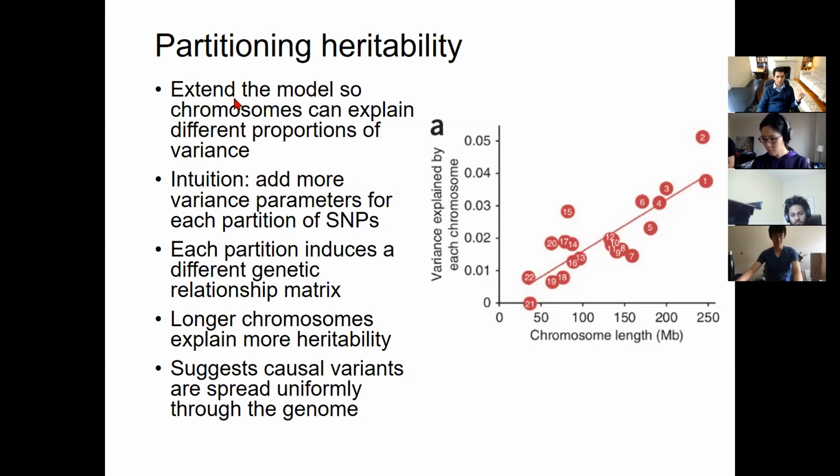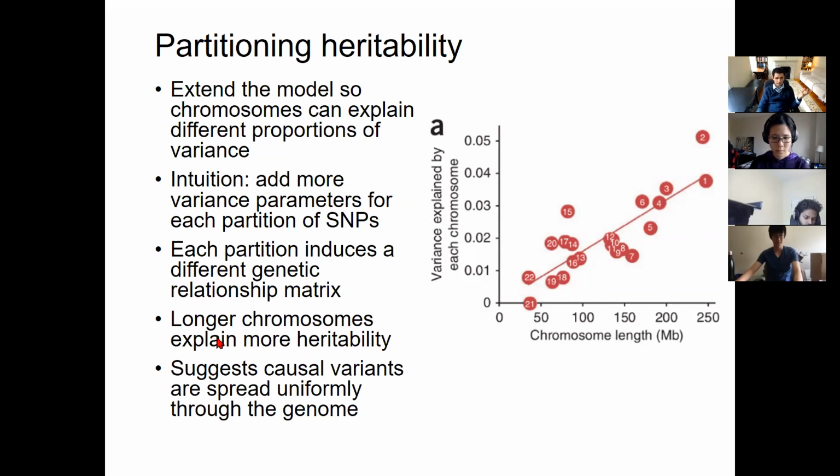So we're going to basically extend the model so that chromosomes can explain different proportions of variance. And the intuition is that we're going to add more variance parameters for every partition of SNPs, and every partition will induce a different genetic relationship matrix. So as we start talking about these, E of P as a H equals H squared of E of GG, that genetic relationship matrix can be computed on different subsets of the full set of SNPs.